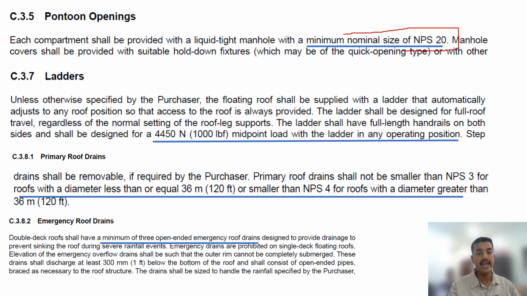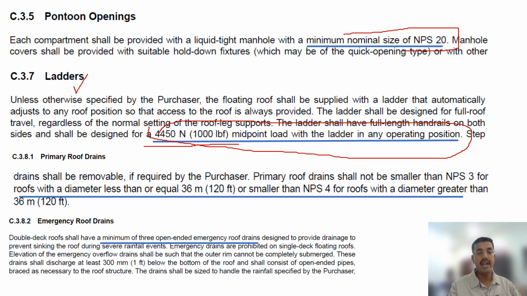Okay, ladders. This is important. You have to remember, I find this question many times. The ladder shall be designed for full roof travel regardless of the normal setting of the roof leg support. The ladder shall have full length handrails on both sides and shall be designed for a 4,450 N or 1,000 pound midpoint load with the ladder in any operating position.